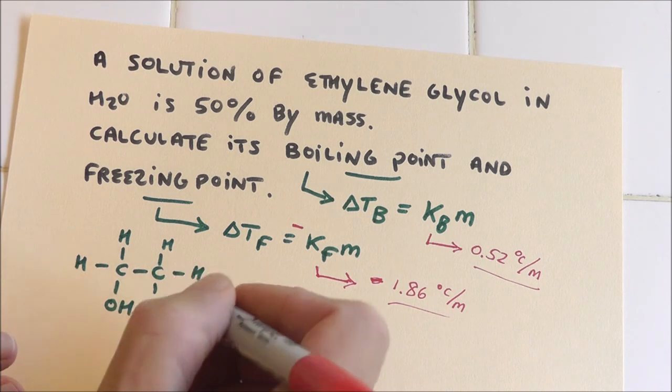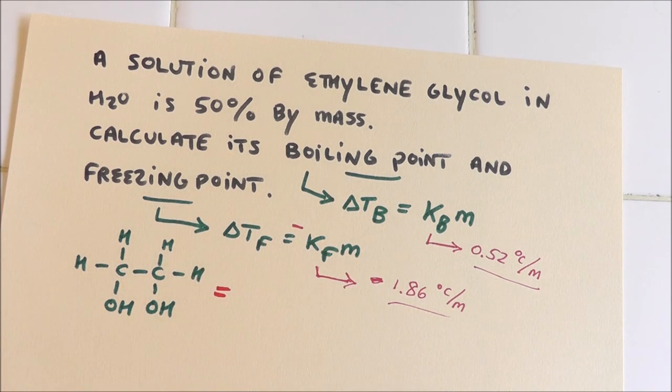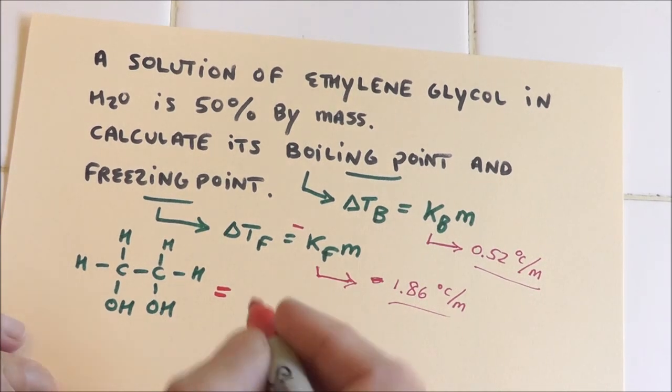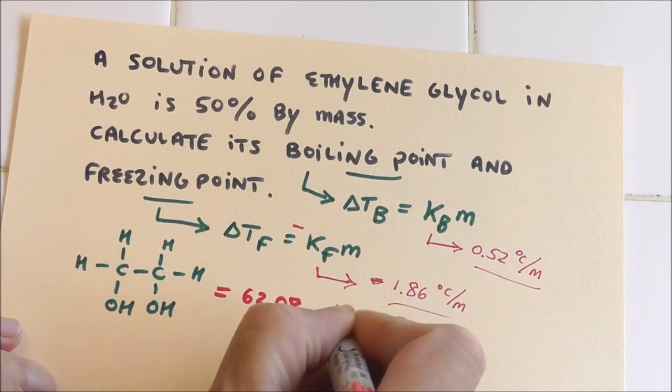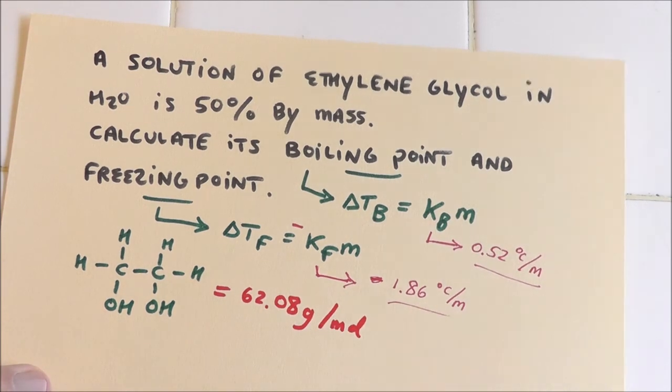Okay, let's add up and see how many grams per mole this bad boy is. I got 2 carbons, so that's 12.01 a piece, so that's 24.02. This is back to Gen Chem 1. You got 2 oxygens, that's plus 32. And then you got 6 hydrogens, that's plus 6.06, because hydrogens are 1.01 a piece. This is 62.08 grams per mole.